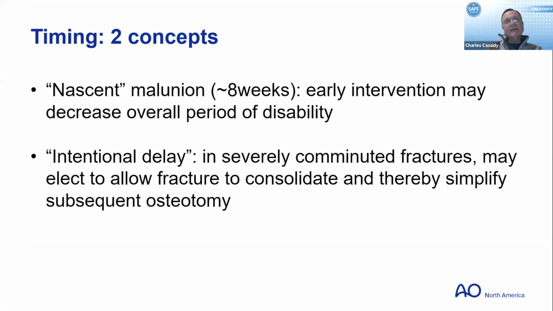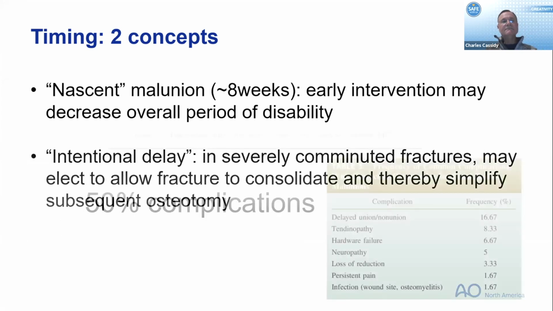And then finally, timing. There are two concepts that Jesse has taught us: nascent malunion, early, where early intervention could potentially decrease the overall period of disability. Whereas the other option is intentional delay. So like in a severely comminuted fracture where most of it's aligned pretty well and there's one spot that's not great, you can let the fracture heal first and then simplify the subsequent surgery. Or a fracture that's really, really distal that it may be hard to fix. You could let it heal and then make an osteotomy at an away site.